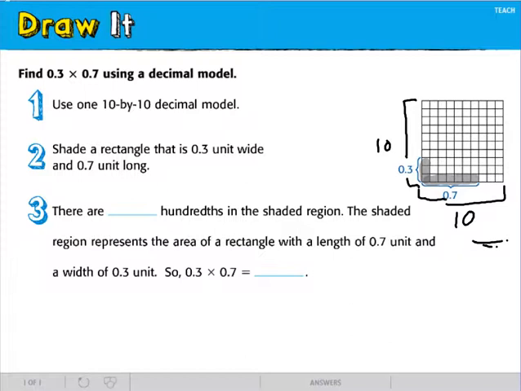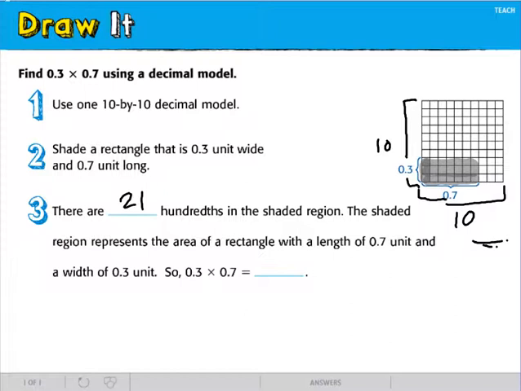Now what they want you to do is basically the area. So we're going to fill in the rest of this. Okay? So how many squares did I fill in? 21 out of how many? Right. So there are 21 hundredths in the shaded region. The shaded region represents the area of a rectangle with a length of 7/10 units and a width of 3/10 units. So 3/10 times 7/10.